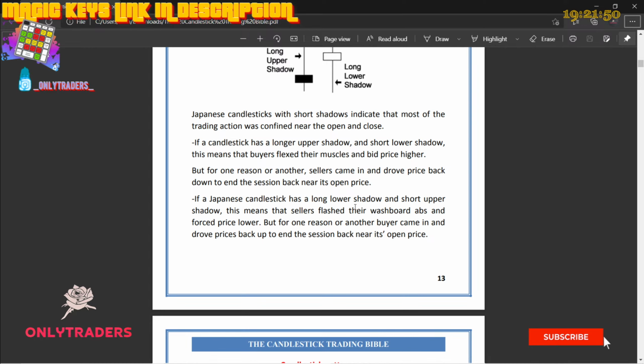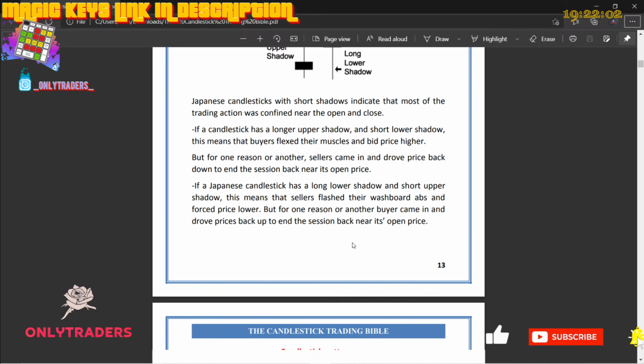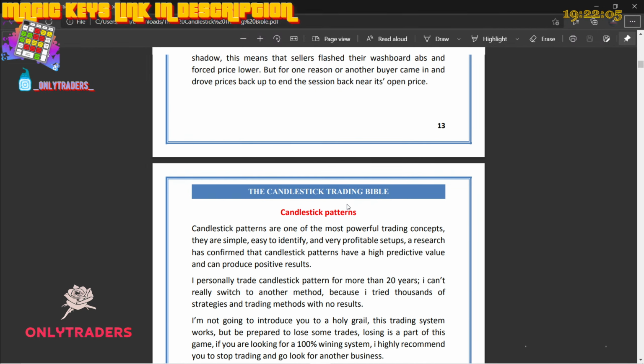If a candlestick has a longer lower shadow and a shorter upper shadow, this means that the sellers flexed and forced price lower. But for one reason or another, buyers came in and drove price back up to the end of the session, back near its open price.